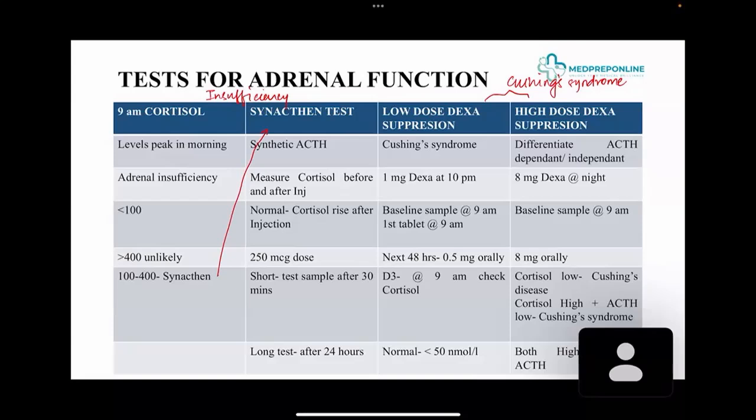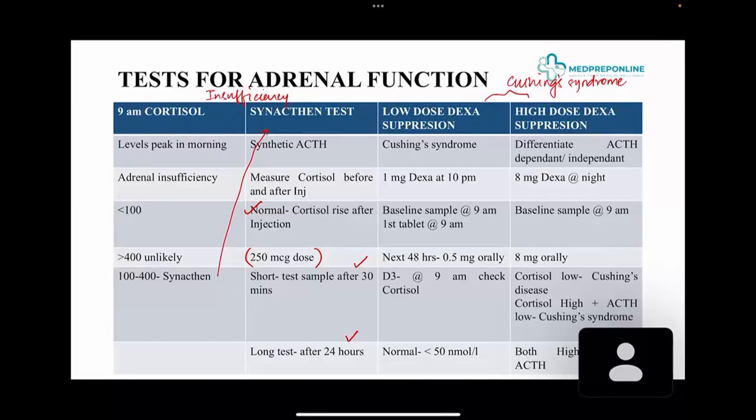Now, synactin test is basically, as the name suggests, a synthetic ACTH test. What you have to do is measure the cortisol before and after giving the injection. The injection is a dose of 250 micrograms. Now, what will be the normal effect? If ACTH is given to a normal person, there will be an increase in cortisol. Cortisol will get secreted from the adrenals. So normal response will be a cortisol rise after injection. So this test is basically divided into a short test or a long test. In a short test, you just collect the sample after 30 minutes, whereas a long test, you collect it after 24 hours.